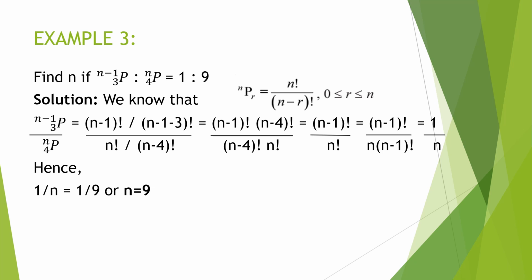Now see, n factorial can be written as n into (n minus 1), (n minus 2) and so on. So n factorial is n into (n minus 1) factorial. Remember, this is the technique we use in all the examples. So we write n factorial as n into (n minus 1) factorial, and (n minus 1) factorial gets cancelled. It is equal to 1 upon n. And what is the ratio on the right hand side given? 1 is to 9. So 1 upon n is equal to 1 upon 9, which gives n as 9.